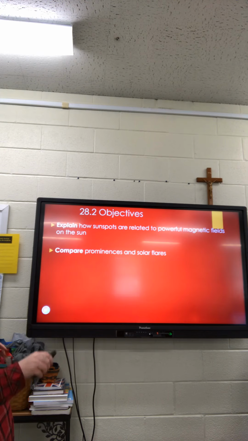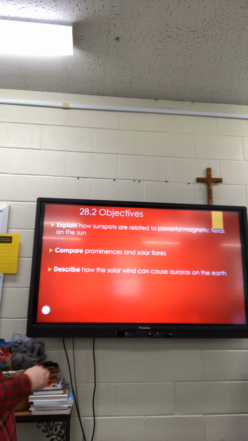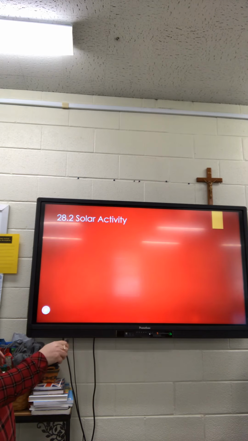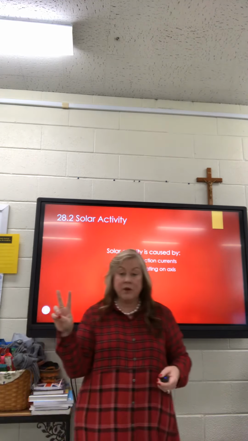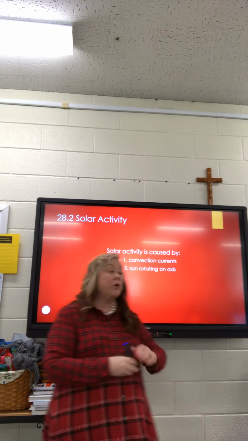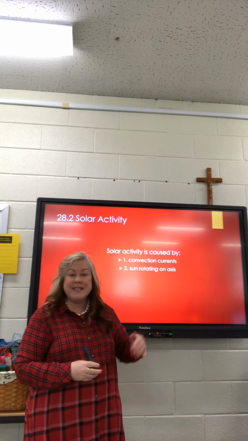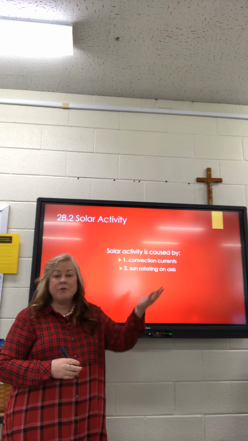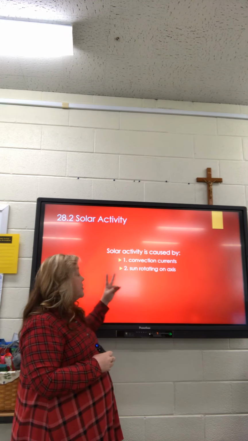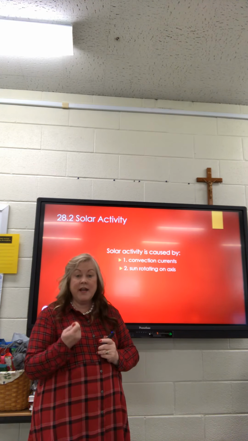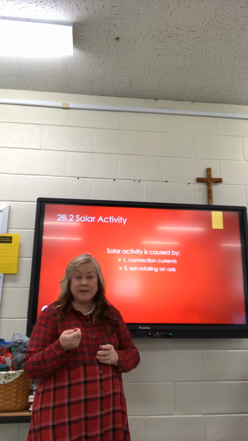We're going to talk about prominences and solar flares. We'll talk about the solar wind, and how it can create auroras here on Earth. Here we go with solar activity. Two things create solar activity. Number 1, convection currents: heated, less dense materials rising, cooler, more dense materials sinking. And number 2, the sun rotating on its axis, spinning on its axis.